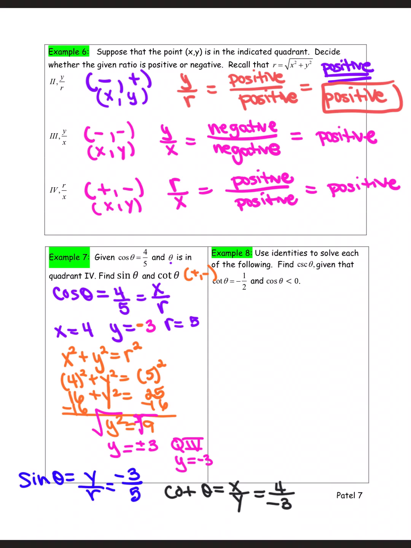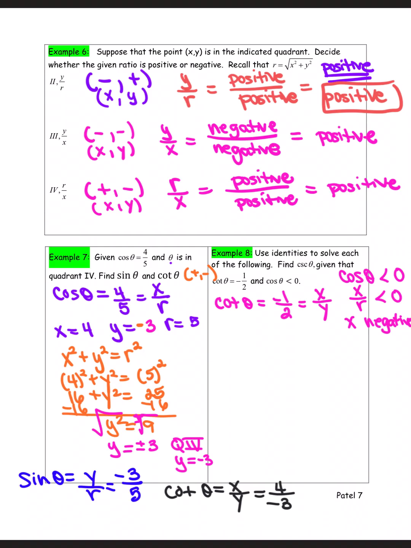Example 8, we have that cotangent of theta is negative 1/2 and cosine of theta is less than 0. So we have that cotangent of theta is negative 1 over 2. Remember, the ratio would be x over y. And cosine of theta is less than 0, which means that x over r is less than 0, so x has to be negative. So that's what that's telling us.